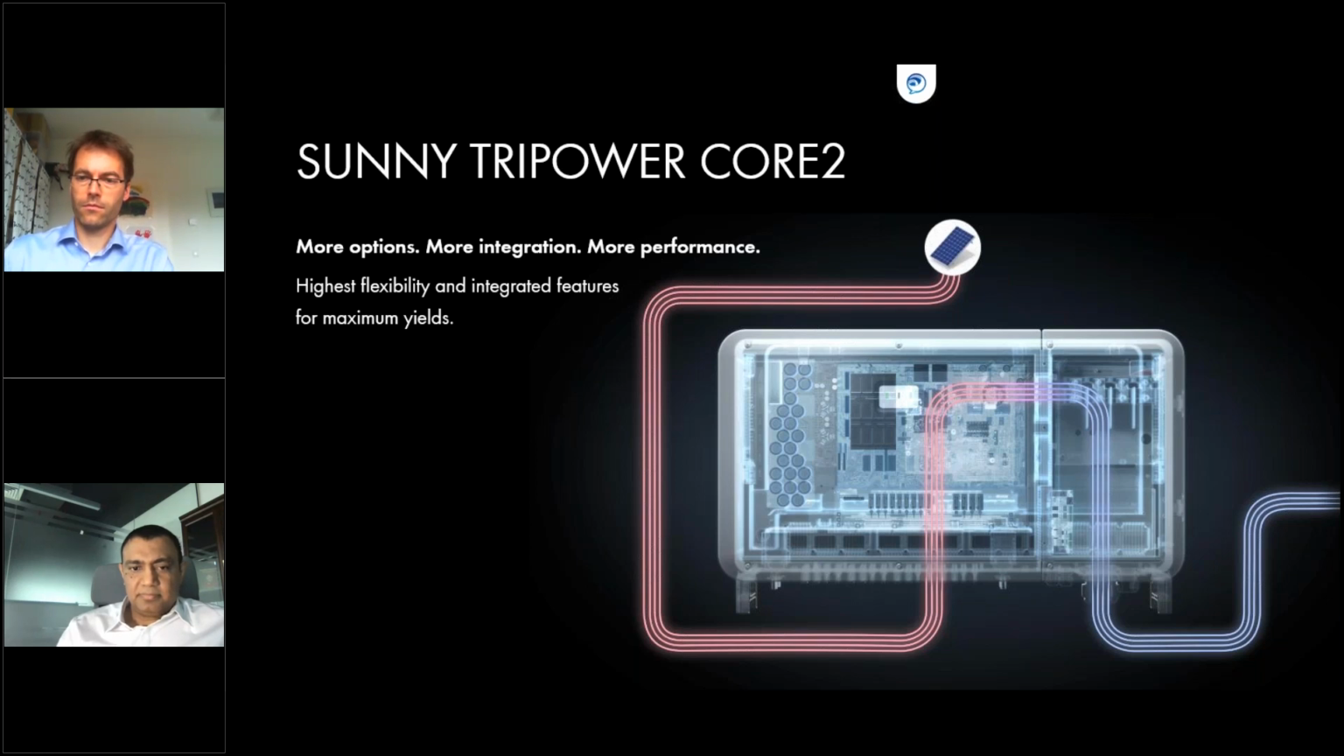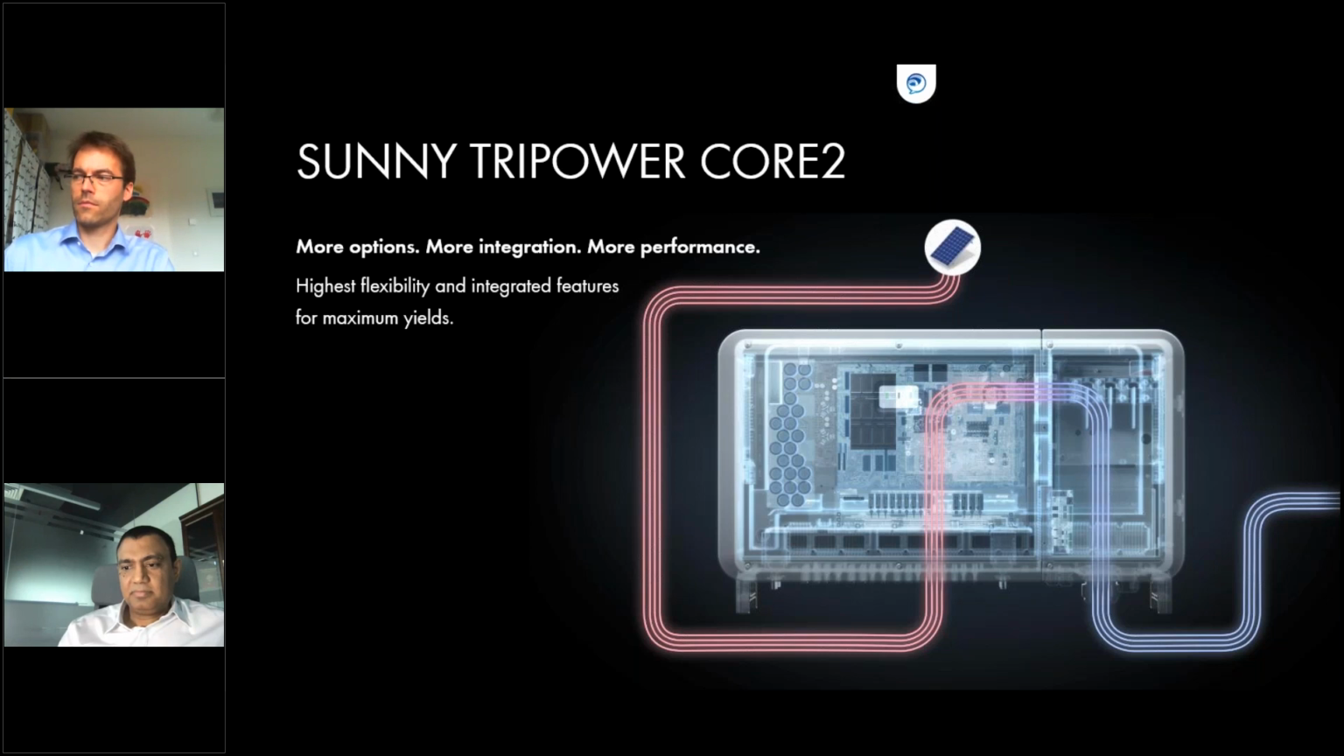So you have 12 different inputs that can be seen and controlled as a single point of interconnection to the modules. So 12 MPPT trackers. This is something where you can have the maximum out of your PV plant. So even different angles and directions are no problem with the inverter itself.